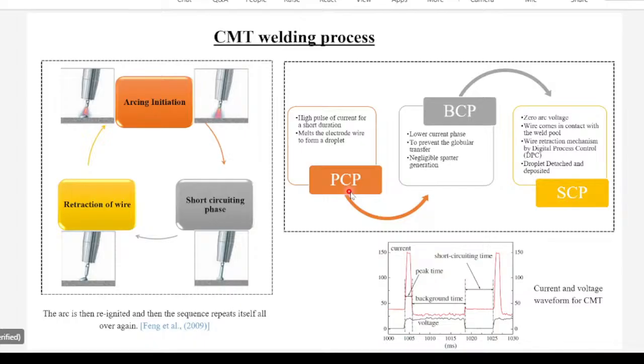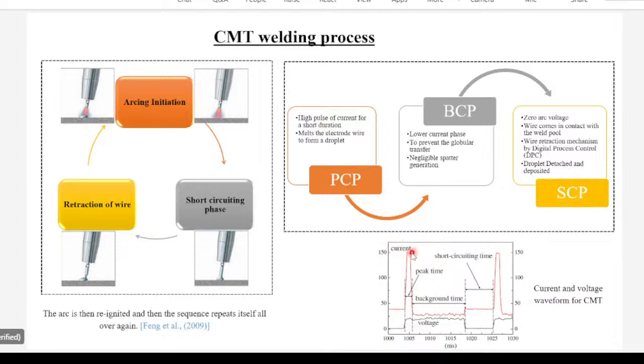So these are the current phases. This PCP is the pulse peak current phase, this BCP is the background current phase, and this is the short circuiting phase. In the PCP phase, you can compare this in the current voltage waveform. This red line is the current waveform, and the black line is the voltage waveform. You can see in the initial part, for a short duration of time, we have initiated a high pulse of current.